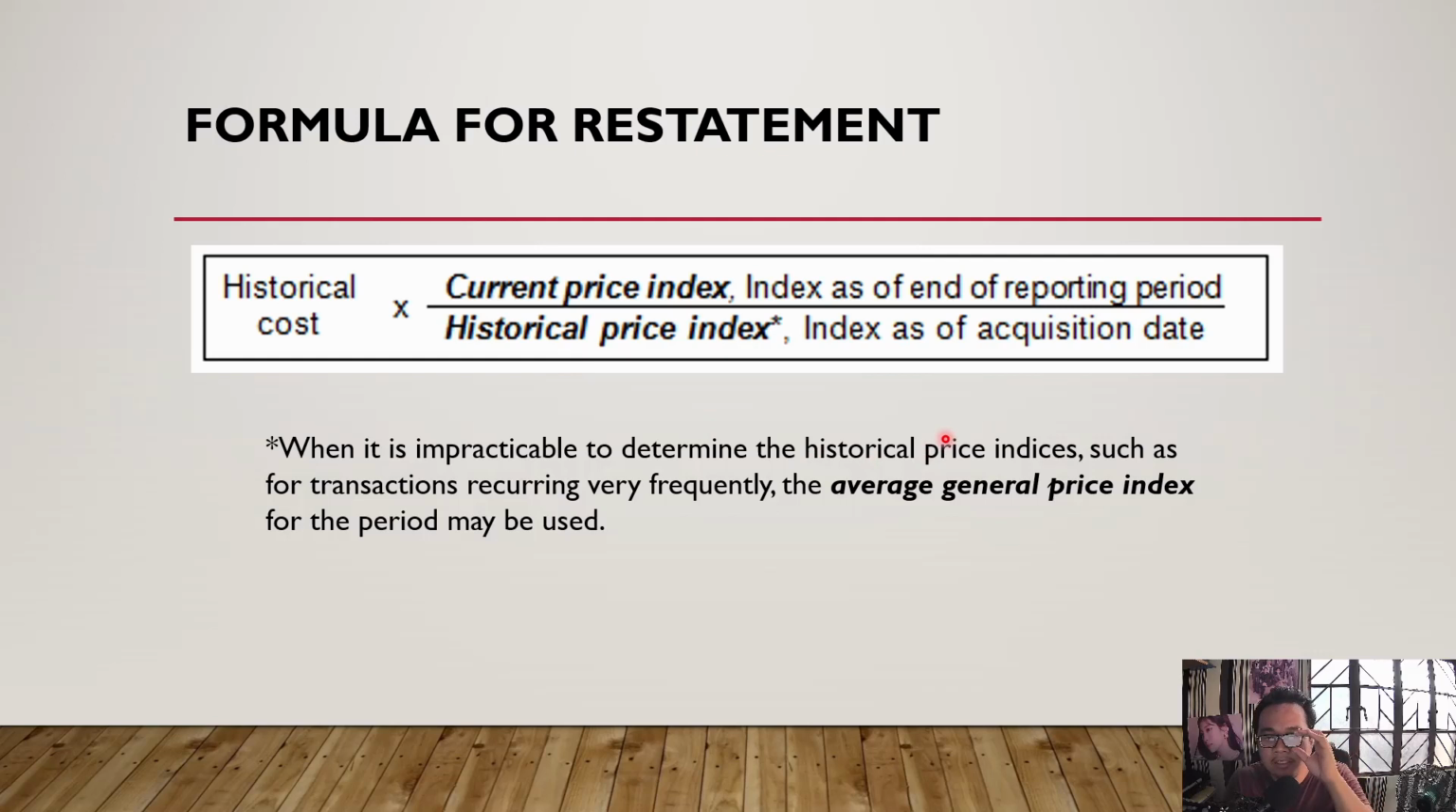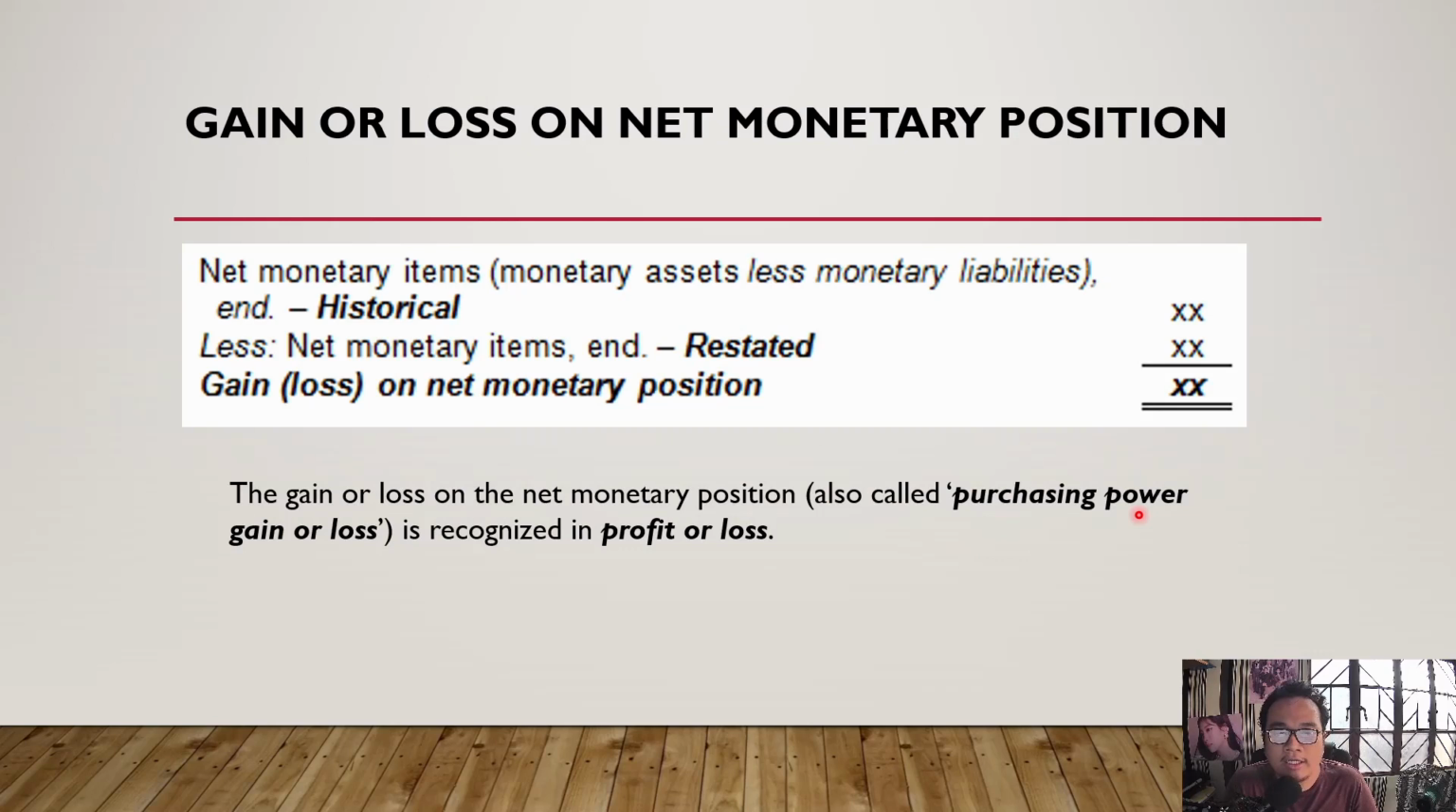So, gain or loss on monetary amount. Non-monetary items, monetary assets less the monetary liabilities: yung historical cost nila less the net monetary items ending yung restated. Ito yung hindi pa restated, yung historical cost nila. Ibabawas mo dyan yung restated na nila, yung restated monetary assets minus the restated monetary liabilities, kaya nga net monetary items. Kung ano yung difference nila, gain or loss yun. Pag positive, gain, ibig sabihin tumaas ang value. Kung loss, which is most of the case, kasi nga hyperinflation.